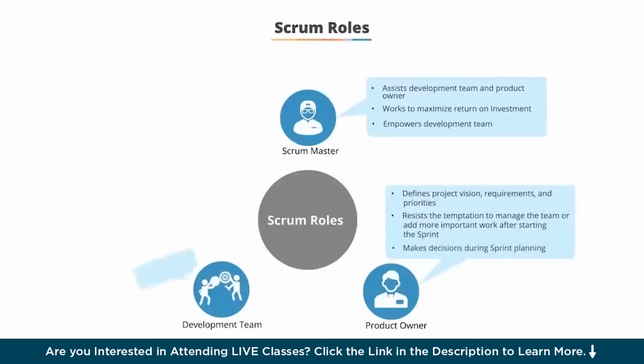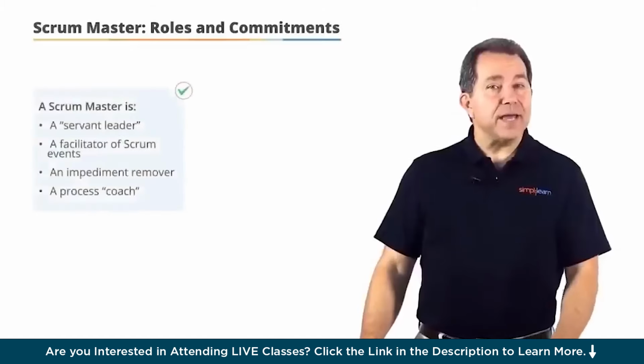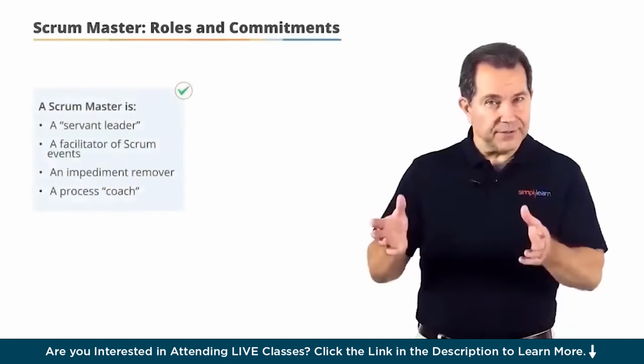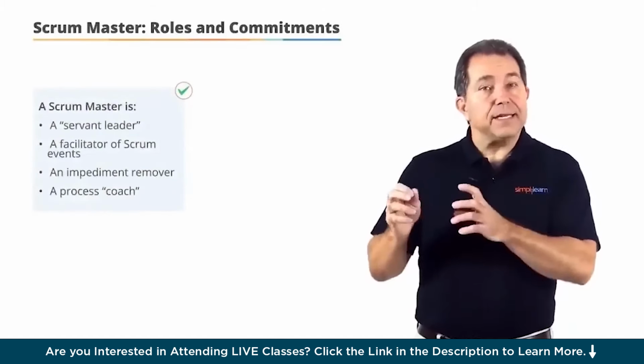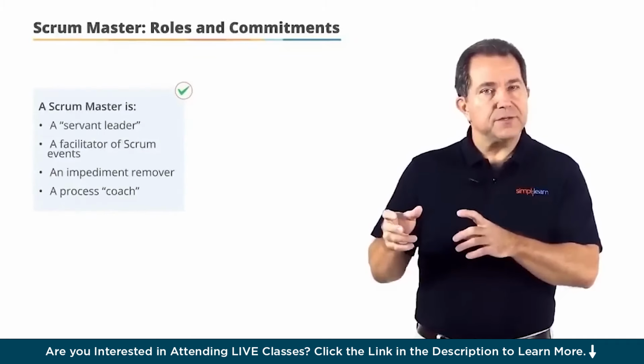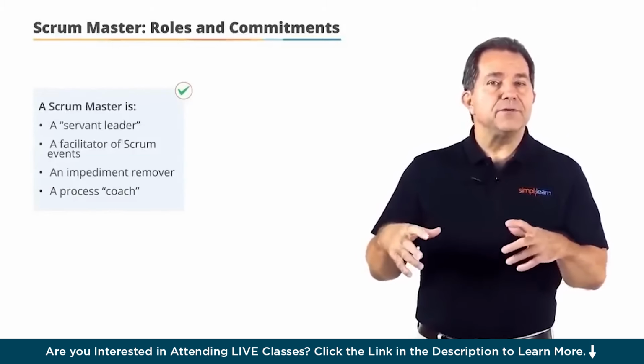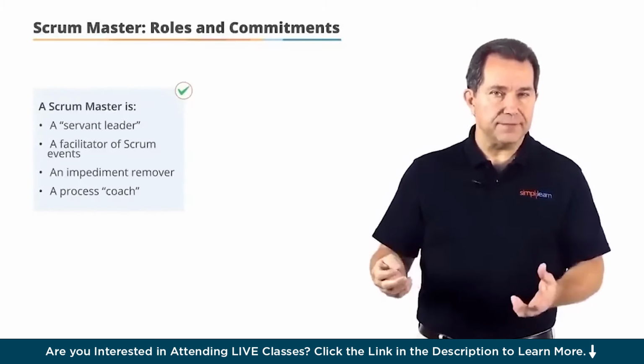The development team is comprised of 5 to 9 members with a mix of roles and has the autonomy to self-organize and choose how best to meet the goals of the product owner and is responsible for the same. A Scrum Master is a skilled servant leader. A Scrum Master has very little formal authority. However, he or she is expected to assist the team achieve the intended outcomes without interfering with the team's autonomy.